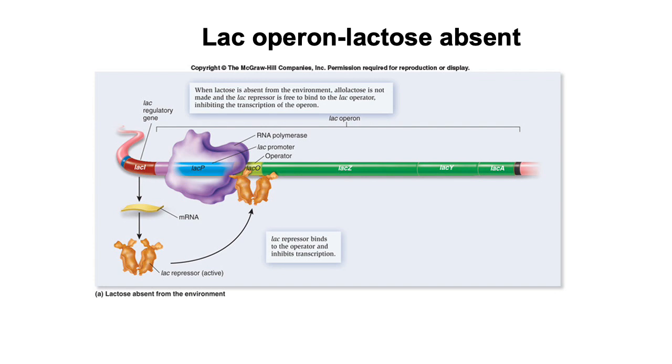So when lactose is absent or low, this is what happens with the negative control. Again, we have a repressor. In this case, it's called the lac repressor. And that repressor, when lactose is absent, binds to the operator. And just as we've talked about many times before, it blocks the RNA polymerase from transcribing this operon. So the repressor binds to the operator in the absence of lactose, and you get no transcription of this operon.